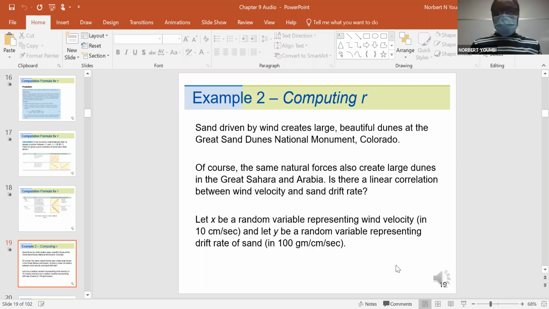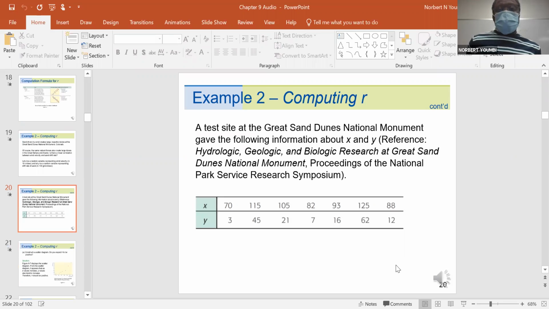Sand driven by wind creates large, beautiful dunes at the Great Sand Dunes National Monument in Colorado. Of course, the same natural forces also create large dunes in the Great Sahara and Arabia. Is there a linear correlation between wind velocity and the sand drift rate? Let x be a random variable representing wind velocity in 10 centimeters per second, and let y be a random variable representing the drift rate of sand in 100 grams per centimeter per second. A test site at the Great Sand Dunes National Monument gave the following information about x and y.